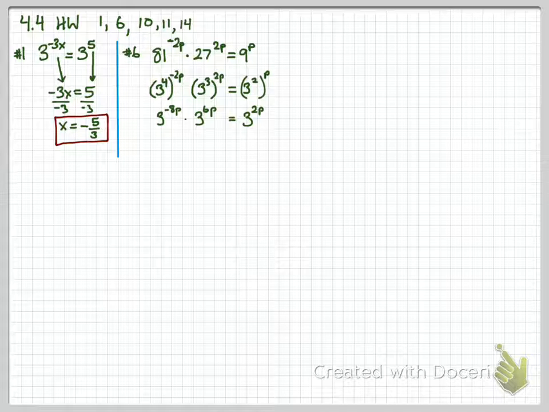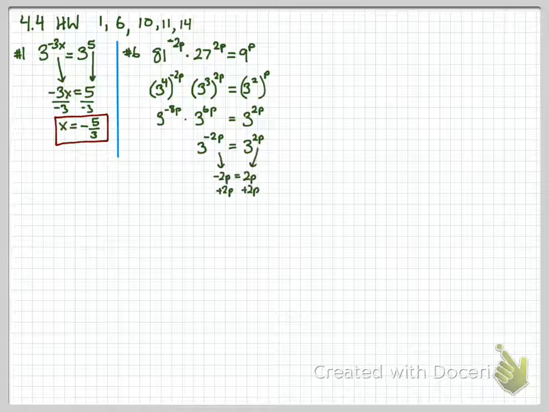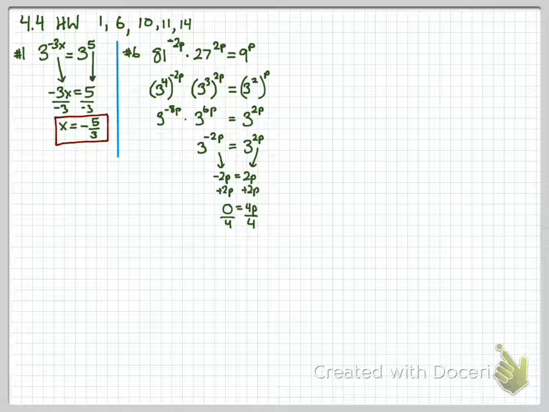On the left-hand side, we have those two bases that are the same, so let's combine them. So the negative 8p plus 6p becomes negative 2p. On the right-hand side, it's still 3 to the 2p power. So we take those exponents, because our bases are the same, and set them up so we can solve for p. That negative 2p, we add it to both sides. So left-hand side is 0, right-hand side is 4p. And then we divide out the 4s.